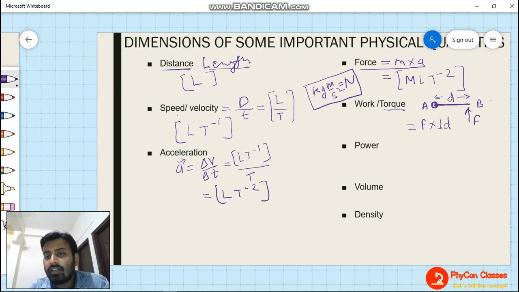Now can you tell me what is the dimension for force? Force, MLT^-2, always. Force means MLT^-2. This is the dimension, and then the dimension of D. The dimension of D is L, length. D is the distance between A and B, and hence distance is nothing but length. So the dimension for length is capital L. That will be multiplied with MLT^-2. So MLT^-2 multiplied with L will be ML^2T^-2. Understand? So the dimension for torque is ML^2T^-2.